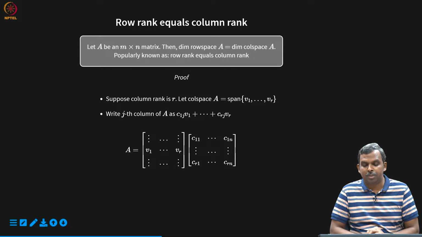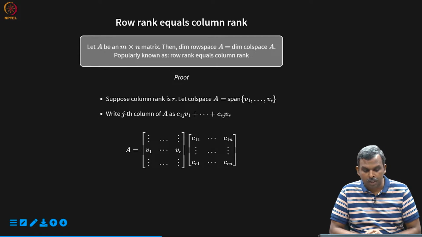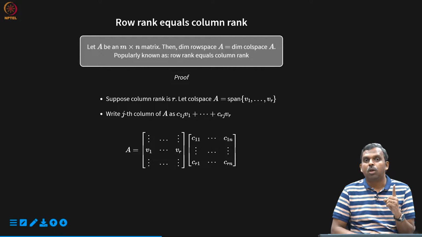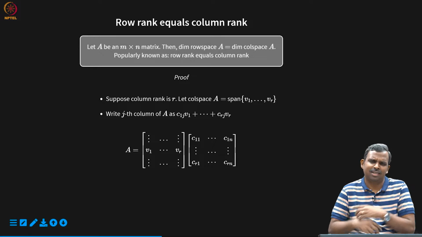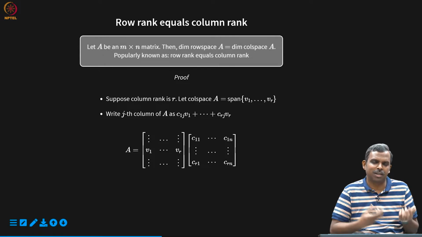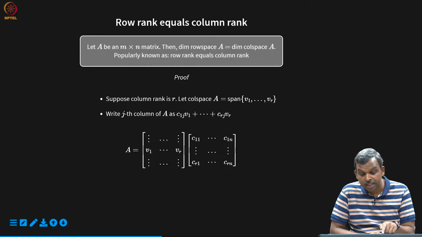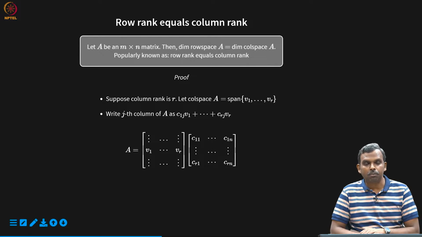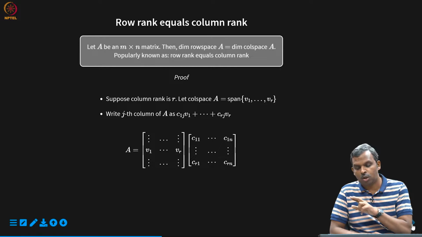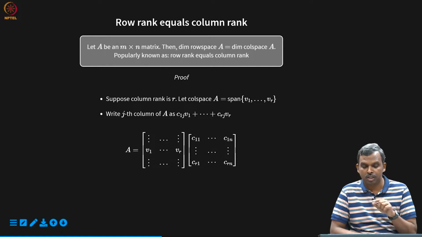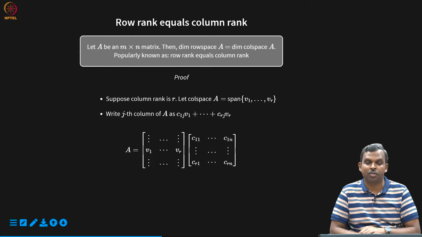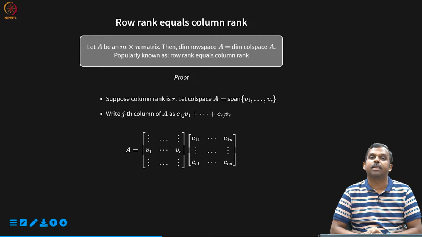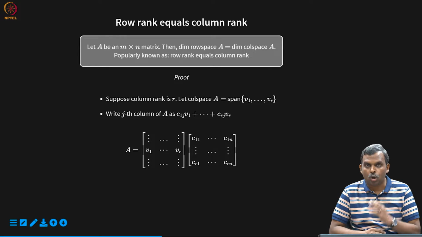So the column space of A will be equal to the span of R vectors. So in particular, every column of A belongs to the column space of A. So I can write every column of A as a linear combination of V1 to Vr. And that is the same thing as saying rank is R, column space has dimension R, everything is the same. So the jth column of A, I could write as c1j V1 plus dot dot dot plus crj Vr. Here c1j, crj and so on are scalars coming from the field. They scale each of these vectors and you make a linear combination, and you get the jth column of this matrix A. So I can do this for every column.